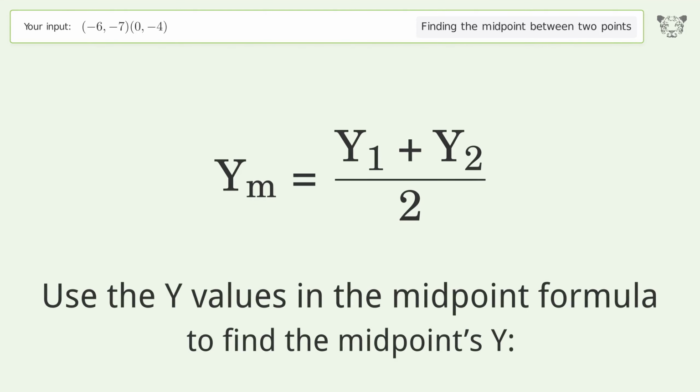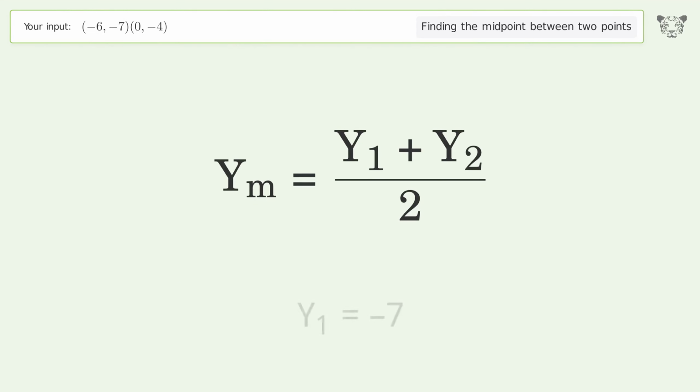Use the y values in the midpoint formula to find the midpoint's y. y1 equals -7. y2 equals -4. Simplify the arithmetic.